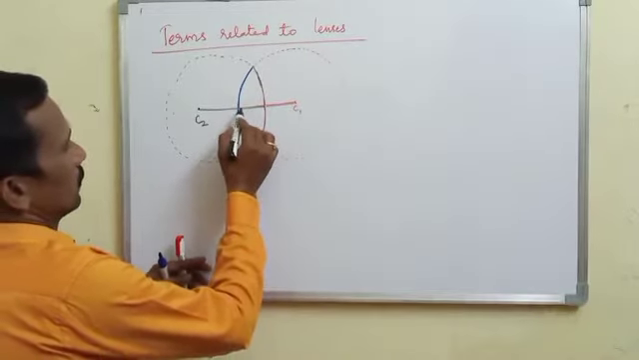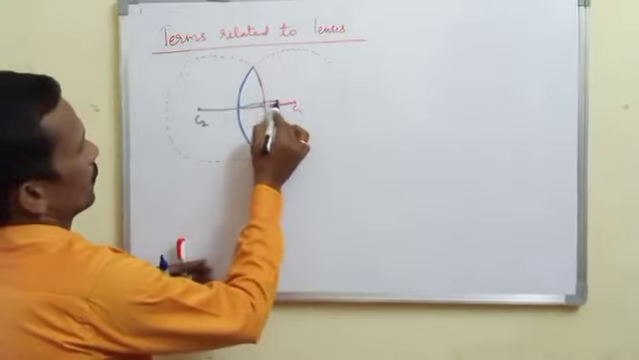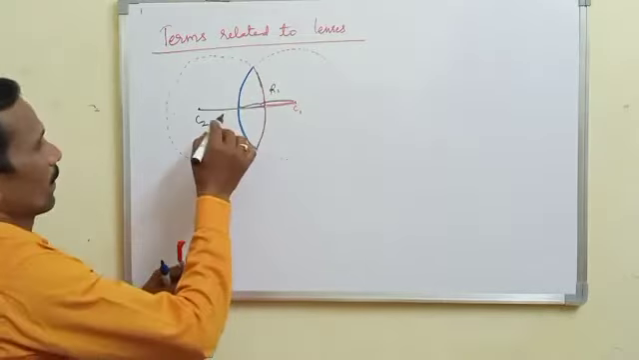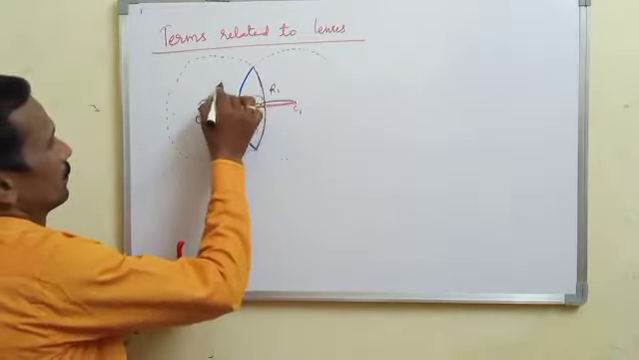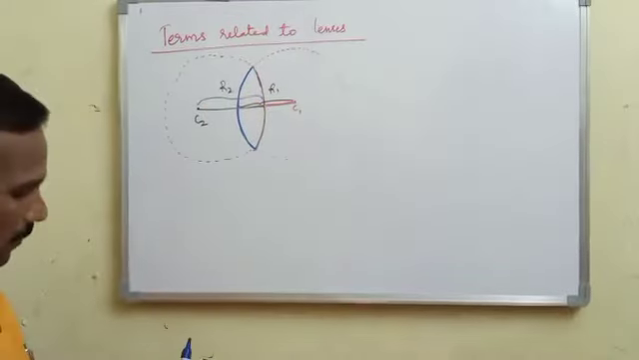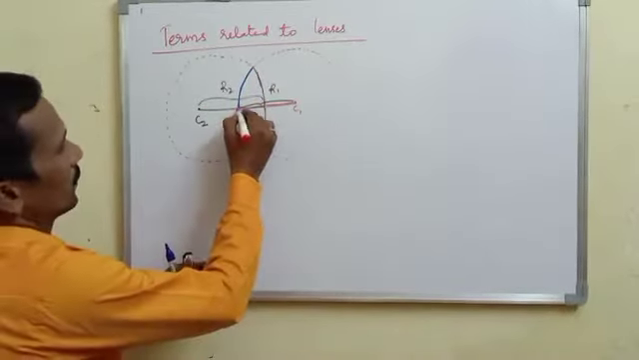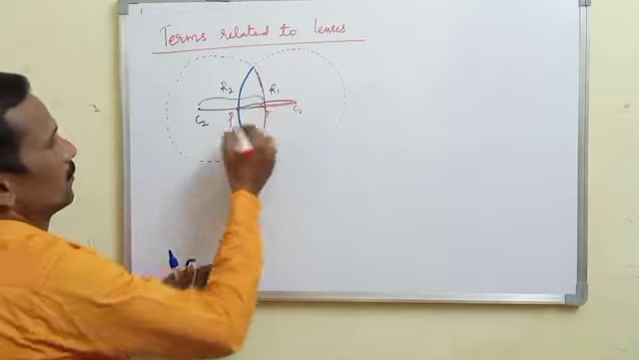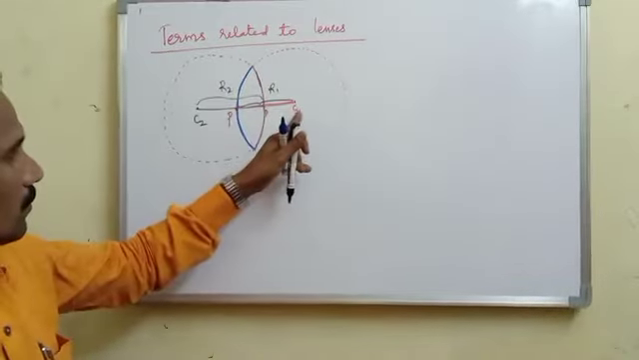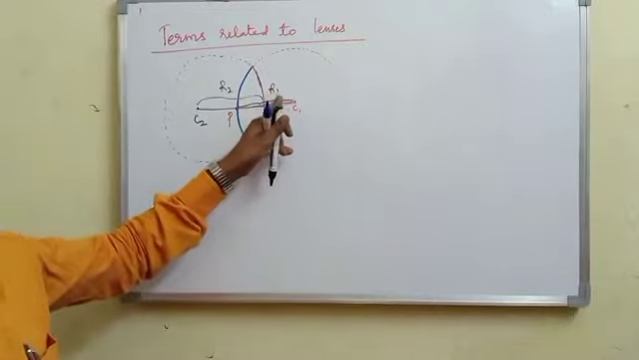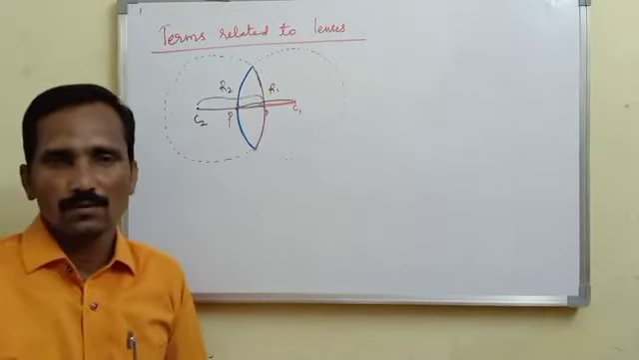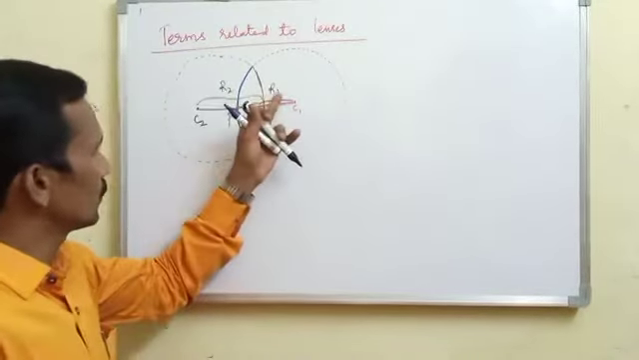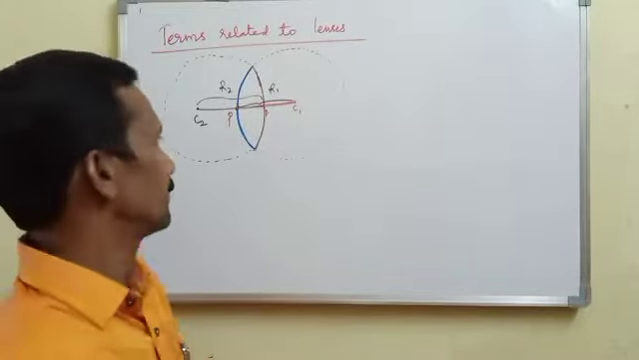The distance between the curved part and the center of curvature is called the radius of curvature, R1. This is R2, the radius of curvature. We know very well that the middle point of the curved surface is called the pole. The distance between the pole and the center of curvature is called the radius of curvature. So this convex lens has two curved surfaces, C1 and C2, and two radii of curvature, R1 and R2.